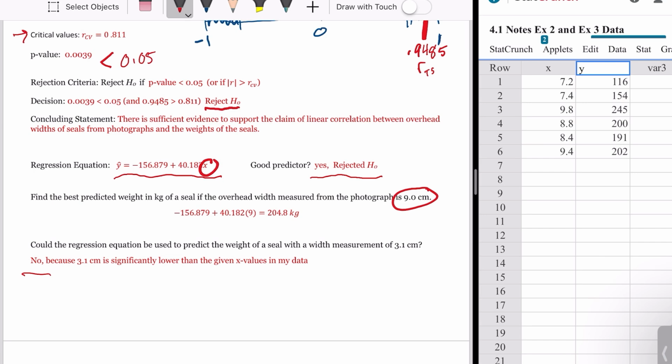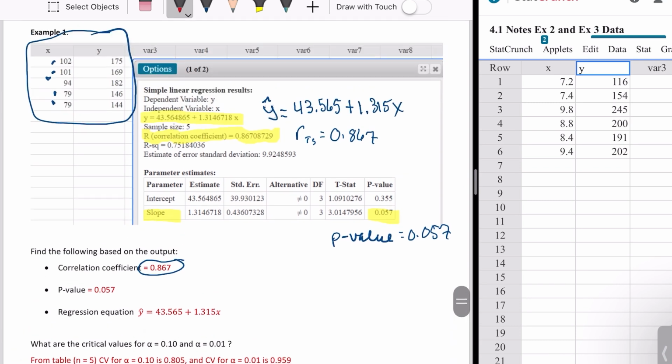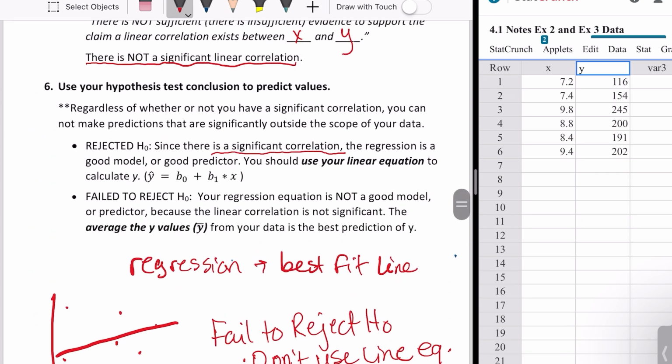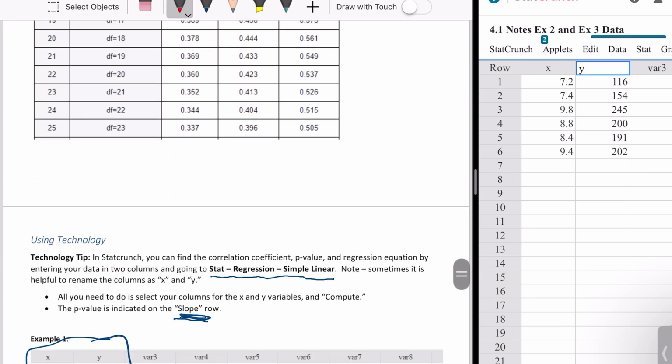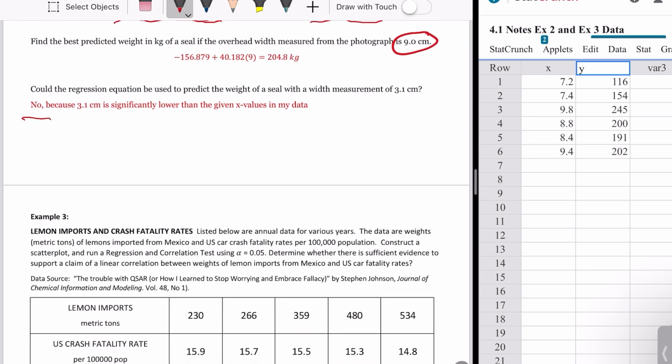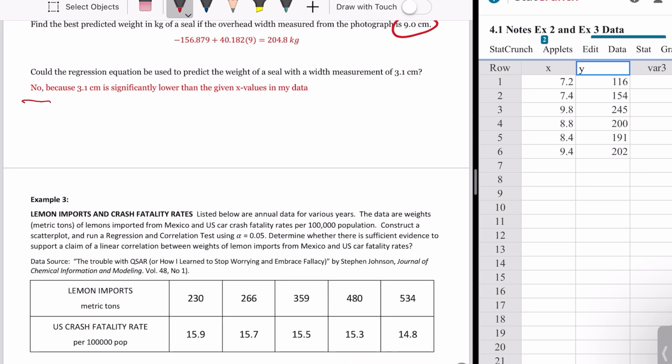And remember, that's up here in your notes, so don't skip over the words: if you fail to reject, use the average of the y values. Last thing, we have one more question that we're not going to work, but we want you to work. Work this, and then check your work using the answer key. And we'll see you next time.